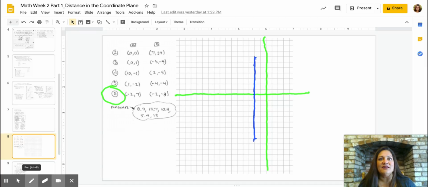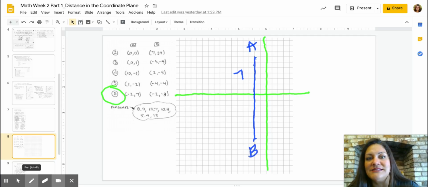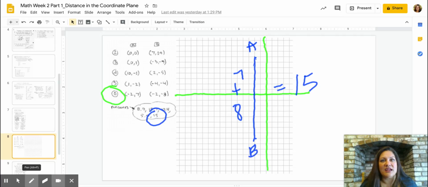a straight line. So remember, the question said, what is the distance between point A and point B? Well, going to point A, we went 7 up. And then going to point B, we went 8 down. 7 plus 8 equals 15. Easiest one here. And we are done with week 2, part 1A. Okay, there's one more to go. All right, let's do it.